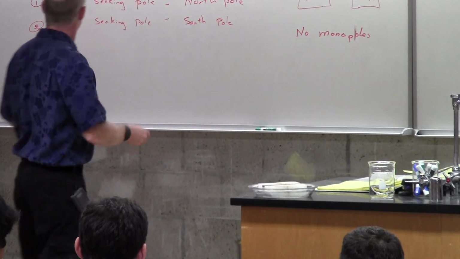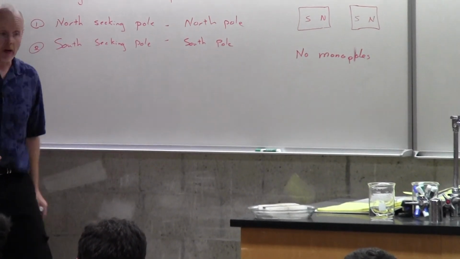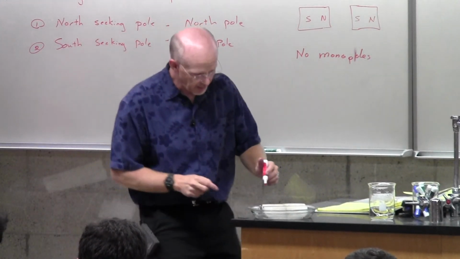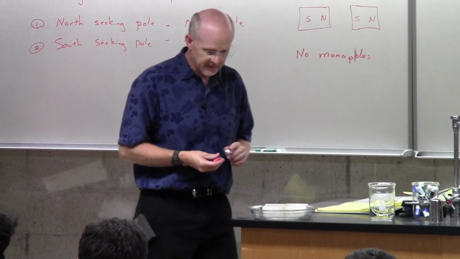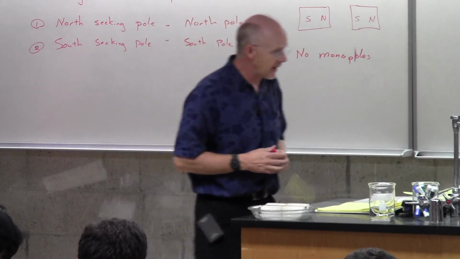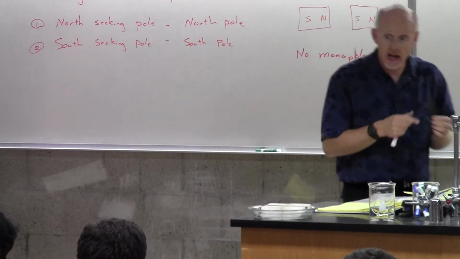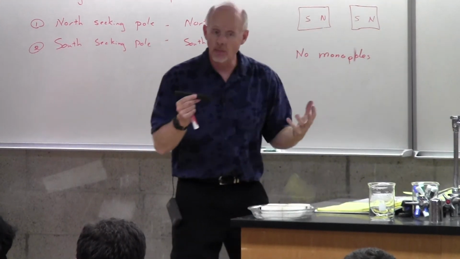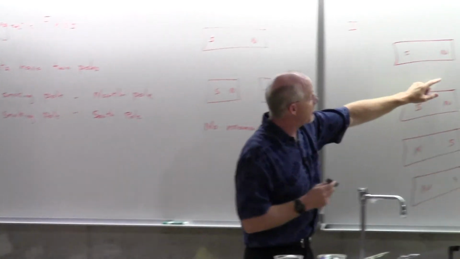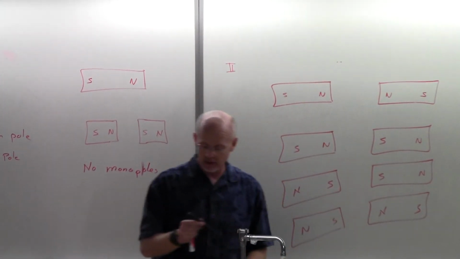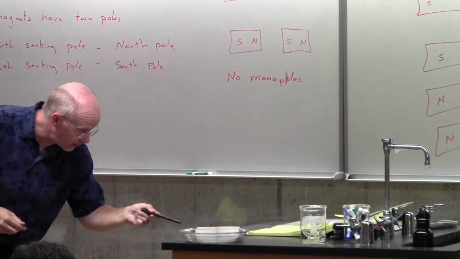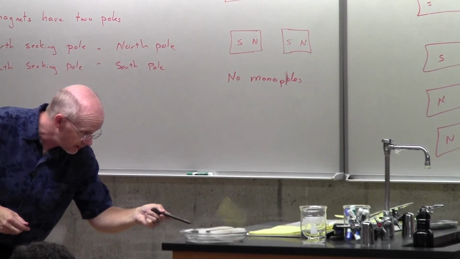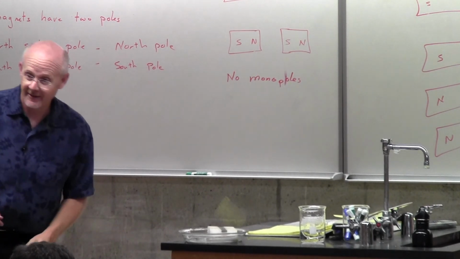Okay, again, same general wording, right? One side seeks the north. So I'll put a little mark on that one. Now this will give me a chance to show you some more of the basic principles. What do you think might happen if I brought a north pole near a north pole? So, north pole near a north pole, right?